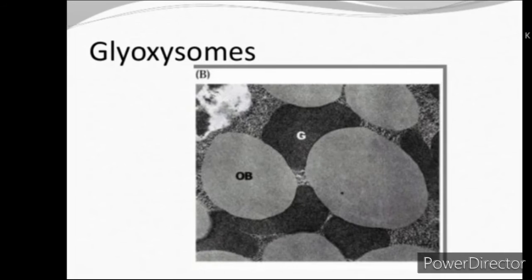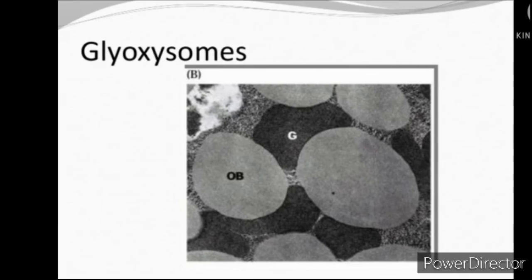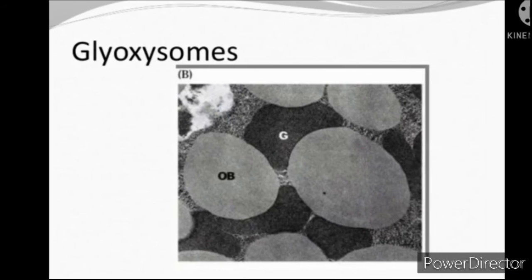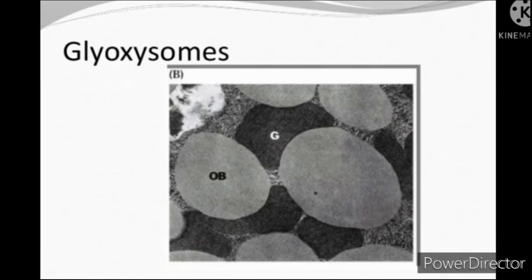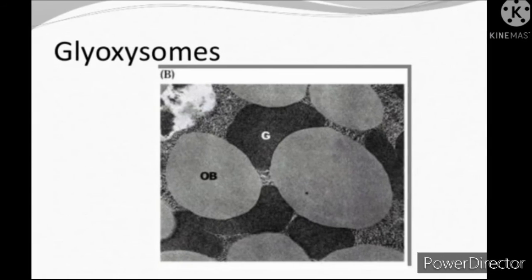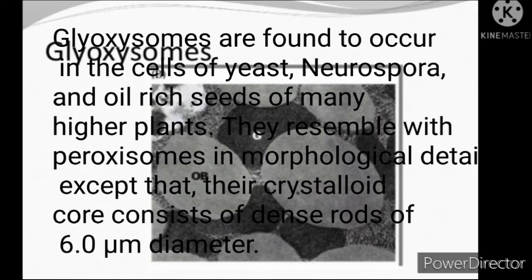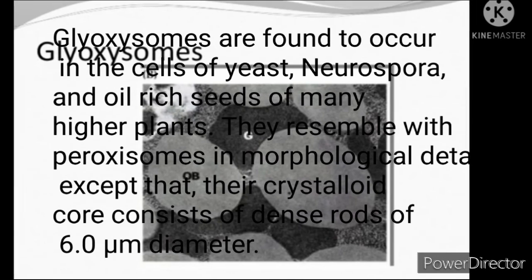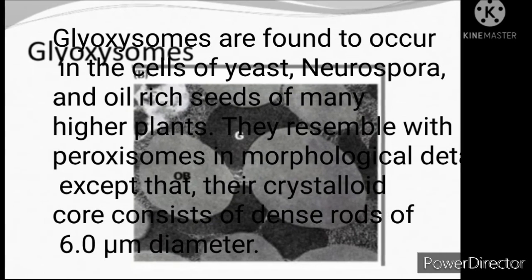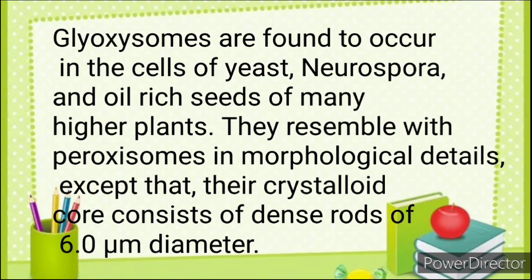Glyoxysomes are specialized peroxisomes. Their main function is to convert fatty acids to carbohydrates. They are present in plants and fungi. They are prevalent in germinating seeds, in the fat-storing and oil-rich tissues of seeds of many higher plants.